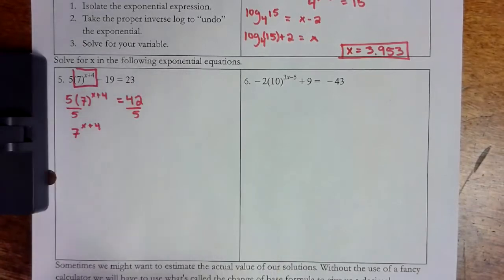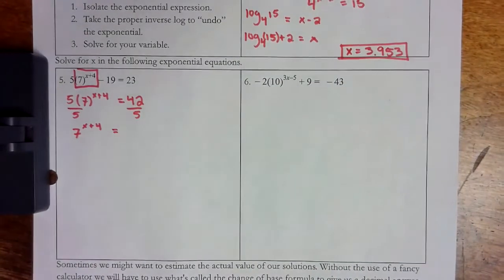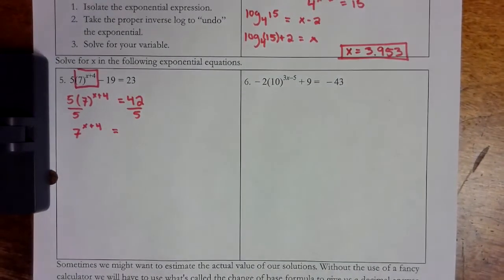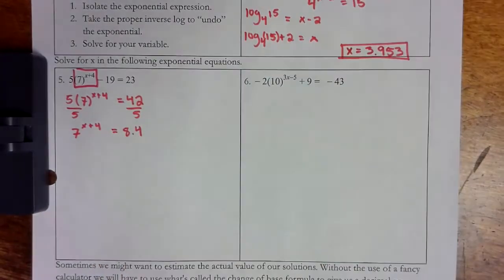Now, I don't need the parentheses around the 7. If you want to keep them there, fine. It actually does not make a difference. 42 divided by 5, does it work out to be a nice decimal? Yes, it does. And what I mean by nice decimal is it doesn't repeat. It ends. It's just 8.4.